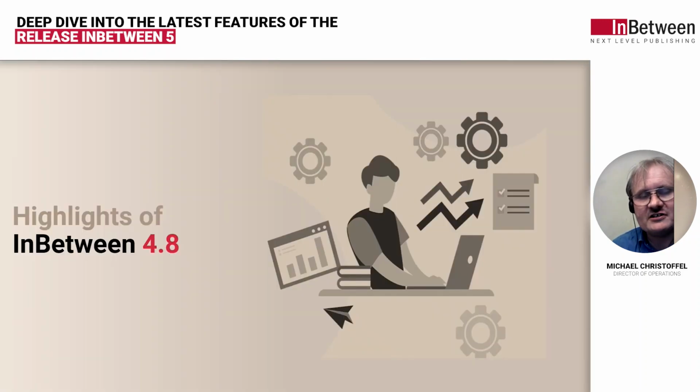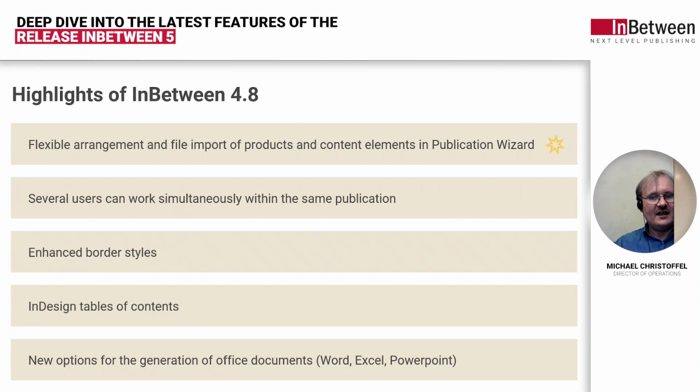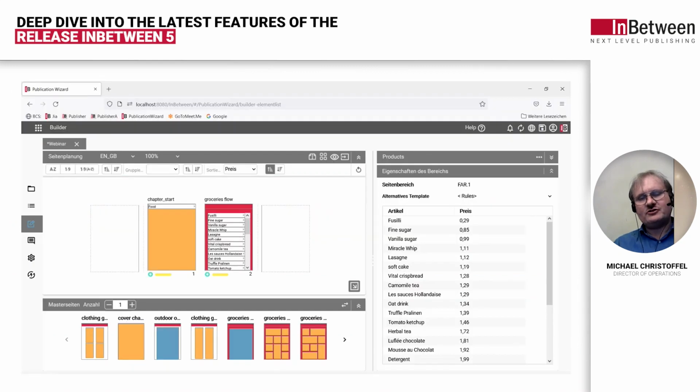However, before going into a deep dive with InBetween 5, I first want to give an introduction to InBetween 4.8. What were the highlights we introduced last year? There was a flexible arrangement of file imports, products and content elements in Publication Builder, our tool for the web-based creation of documents. We can now have a view on all the products here, sort and order them as we like, and we can also read a list of products from a file.